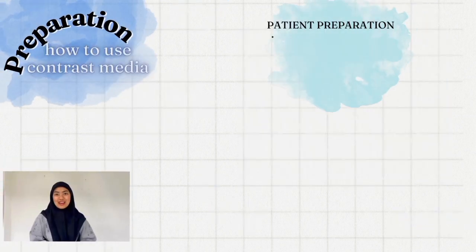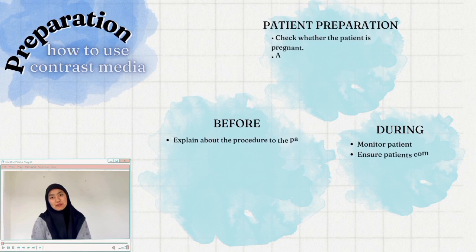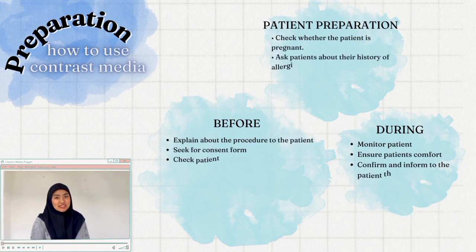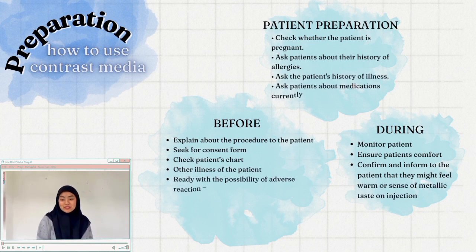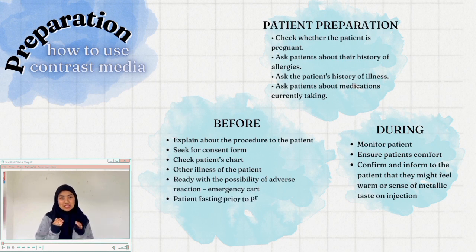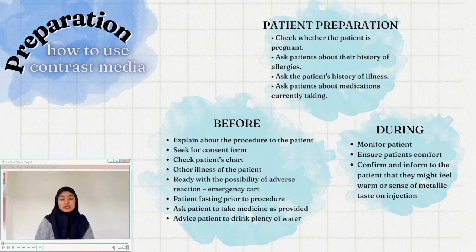Hi, my name is Sita Christina Binti Ibrahim and my matrix number is 075660, and my part is to explain about the preparation on how to use contrast medium. So, as for the patient preparation, firstly we need to check whether the patient is pregnant, and then ask the patient about their history of allergies. Then ask about the patient's history of illness, for example diabetes mellitus or asthma. Lastly, ask the patient about medication that they are currently taking.